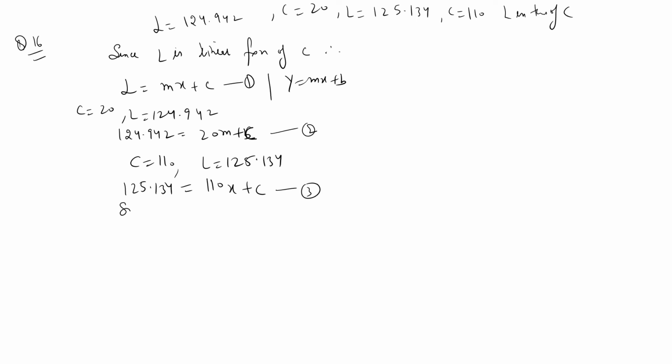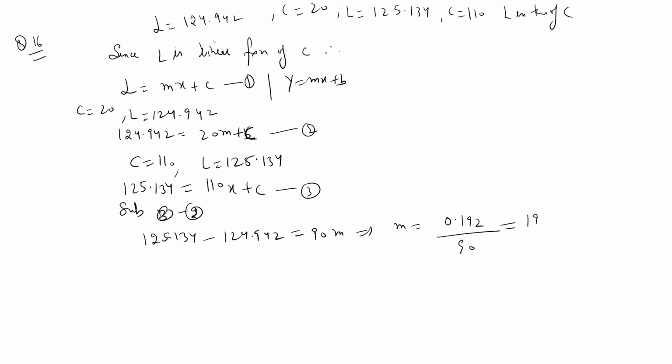So let us eliminate now and subtract your 2 from 3. Okay. So you can do 3 minus 2 in order to avoid the negative signs. So this is 125.134 minus 124.942 and 110 minus 20 is 90. This implies m is going to be 0.192 over 90.